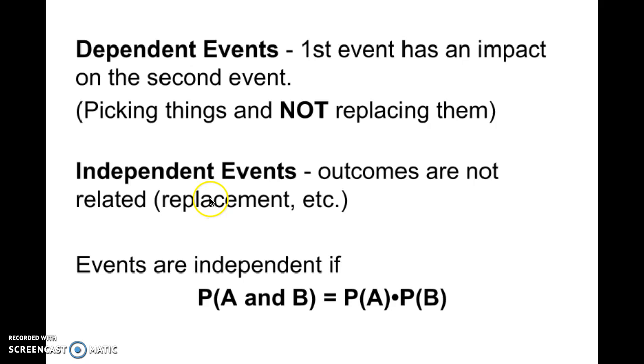Some of these events are easy to tell, whether it's dependent or independent, based on what it is. Sometimes it's a lot more difficult, and that's why we have this definition or this formula to figure out if events are independent or not. If you can take the probability of A and multiply it by the probability of B, and that gives you the probability of A and B occurring, then those events are independent. If that doesn't work, then they're not independent.